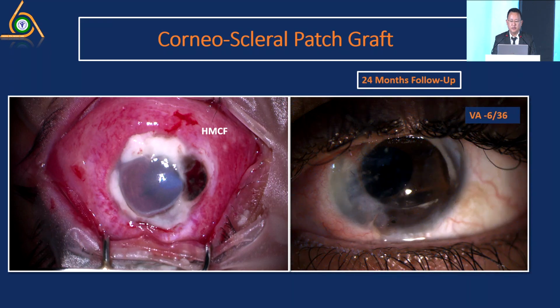So the patient has gained considerably good vision, and at follow-up also maintains the integrity of the eyeball.